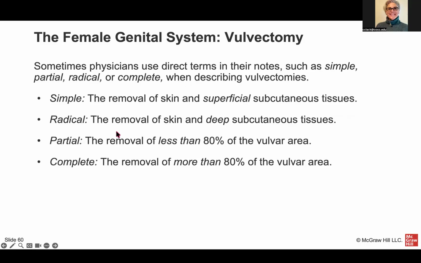Vulvectomy coding requires attention to very specific terms the physician uses. Now let's go through each. Simple vulvectomy removes skin and superficial subcutaneous tissues, and it's less extensive. Radical vulvectomy removes skin and deep subcutaneous tissues, which is more extensive. Partial vulvectomy removes less than 80% of the vulvar area. Complete vulvectomy involves more than 80% of the vulvar area.